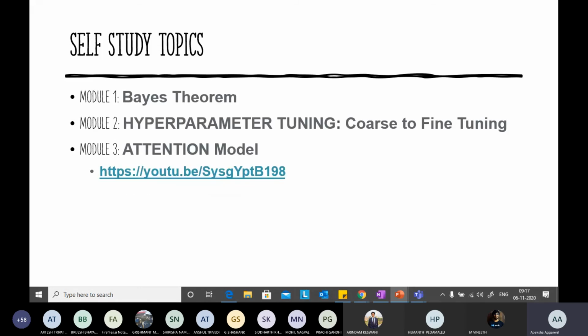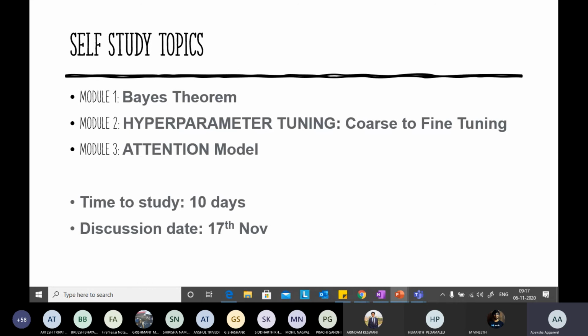Now some homework for you. There are three topics. You have to study them yourself. Bayes theorem in unit 1, you have to study it. And second thing is hyperparameter tuning, coarse to fine tuning algorithm. How do we do this hyperparameter tuning? Third is attention model. Attention model is a very vast topic. No need to get into much detail about this. There is a YouTube link I've provided already. Just visit this link. You will find two videos for attention model. Go through them. And in future lectures we'll discuss.